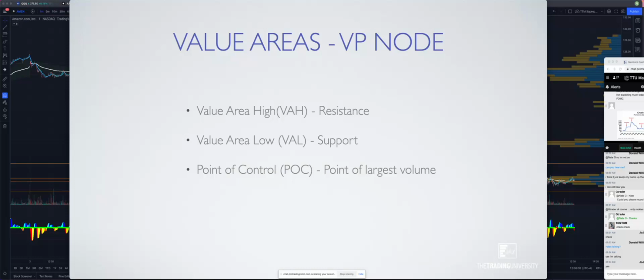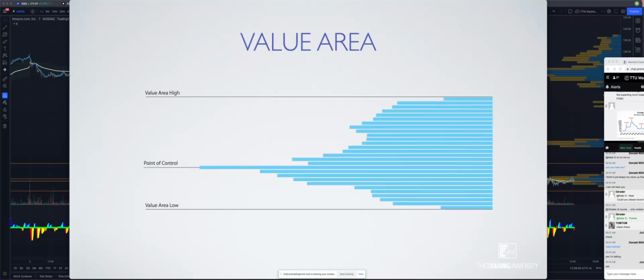So if you're above that level, you're looking for a potential long into resistance and/or a break of that resistance, that value area high. Or if you're below that, you're looking to play that off of for a short down into the support level or a break of that level. And so what does that look like on the chart?